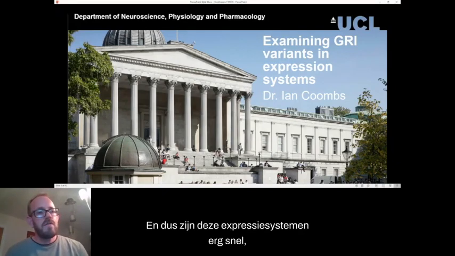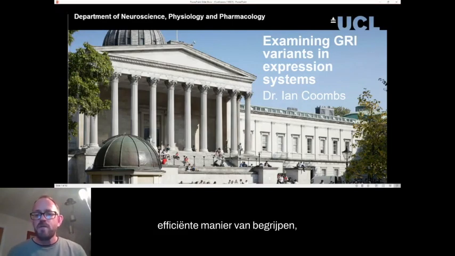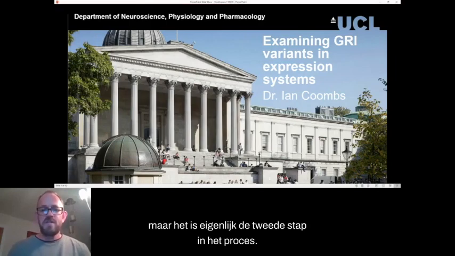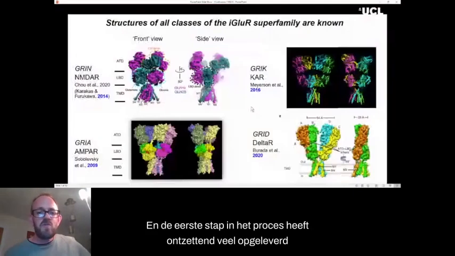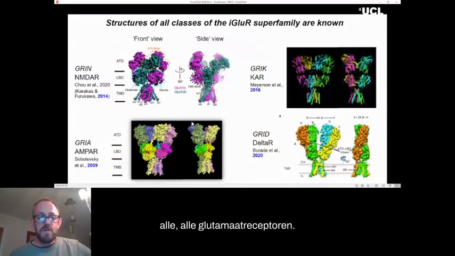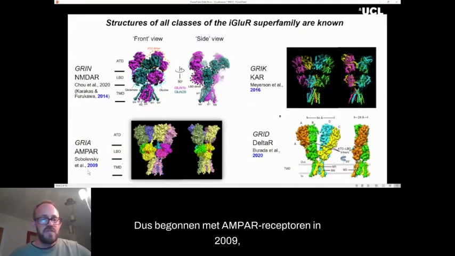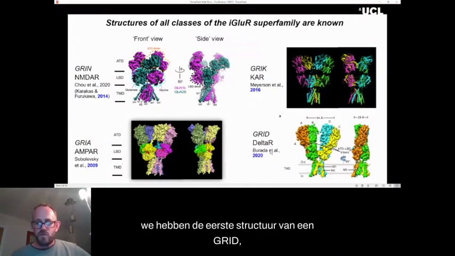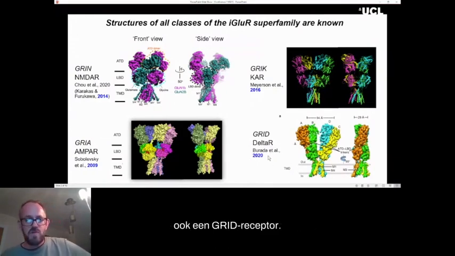And so these expression systems, they're a really fast, efficient way of understanding really key biophysical details about the receptors, but it's actually the second step in the process. And the first step in the process is made an awful lot easier by the fact that we now have structural details of all of the glutamate receptors. So starting off with AMPAR receptors back in 2009, then there was some NMDAR receptors, kainate receptors, and finally last year we had the first structure of a GRID receptor as well.